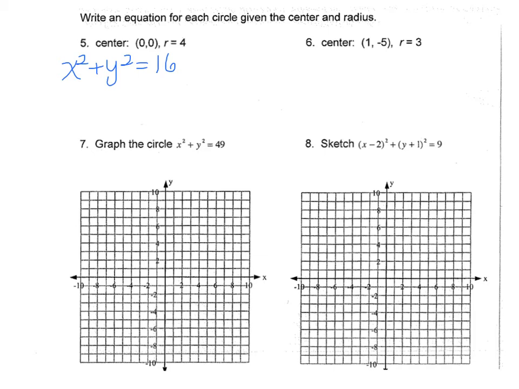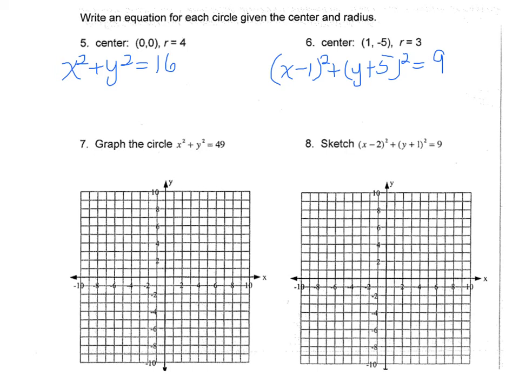With number 6, the center is 1, negative 5, and the radius is 3. Remember, when you put in the center to the equation, you're putting in the opposite value. So we'll have parentheses x minus 1 quantity squared plus parentheses y plus 5 quantity squared equals the radius squared, which would be 9. Now think about it. Isn't it true, looking at that equation, its center would have to be positive 1, negative 5 because it's the opposite of what's in the equation? So we did that correctly.